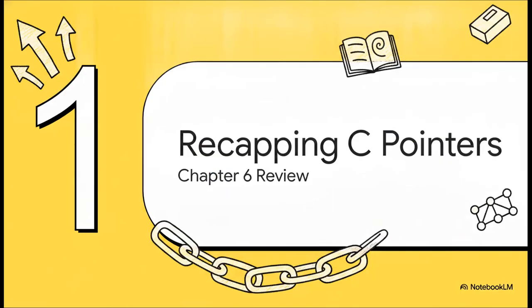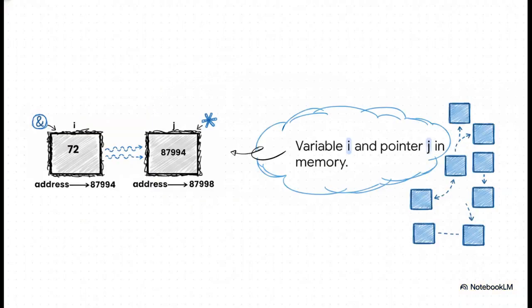Section 1. Recapping C pointers. Let's anchor ourselves and review the absolute basics from our last chapter so we're set up for success. Okay, so whenever we write a C program, every single variable we declare has to live somewhere inside the computer's memory. Take variable I, for example. It holds the value of 72, right? But underneath that, I lives at a very specific memory address. In this case, it's 87994.